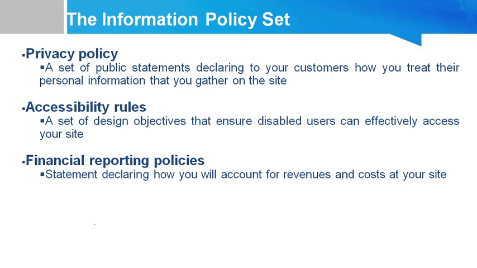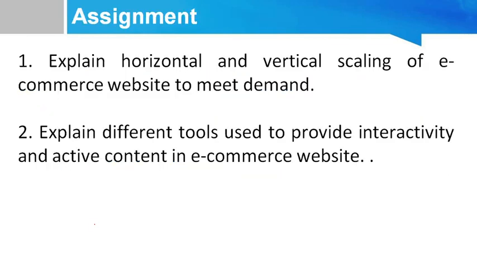Now let's discuss some information privacy policy sets. A privacy policy is a set of public statements declaring to your customers how you treat the personal information that you gather on the website. Next is the accessibility rule, a set of design objectives that ensure disabled users can effectively access your website. Next, financial reporting policies. It is a statement declaring how you will account for revenues and costs at your website.